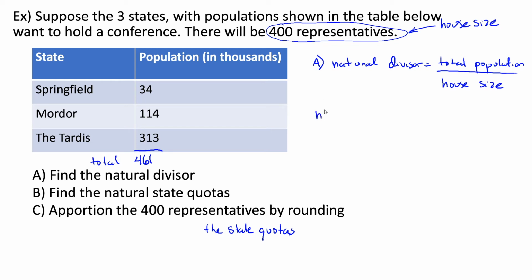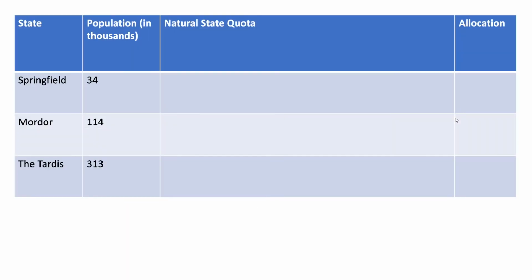So for our natural divisor, if we plug in our house size of 400 and our total population, this will be 461 divided by 400, and that gives us a natural divisor, rounding to 4 decimal places, of 1.1525. So that's what we have for part A. Now for part B, we want to find the natural state quotas. So we're going to need to remember our natural divisor for that.